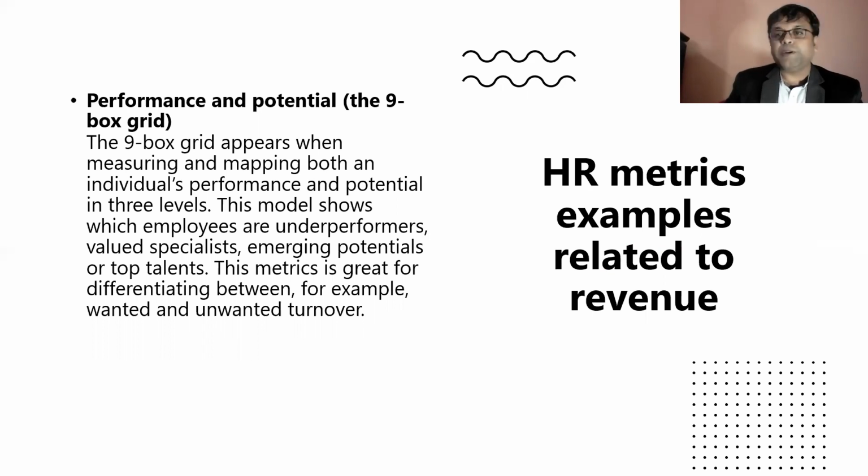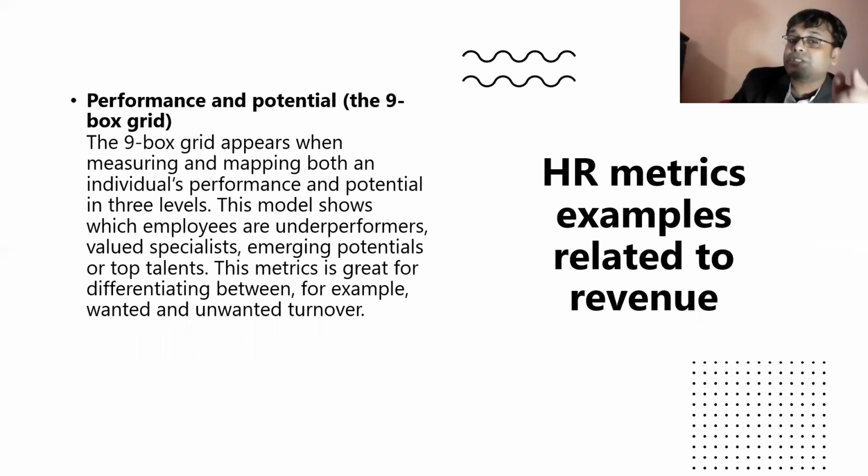Number 2 is valued specialist, and number 3 is emerging potential, or top talent. So this matrix is a great differentiator between, for example, wanted and unwanted turnover. Turnover means attrition. Say you have identified a few people who are underperformers, and if these people are leaving, the company does not have any problem because they were not at all productive.